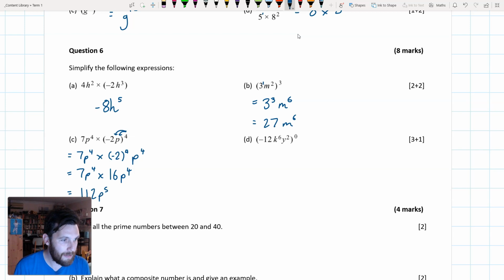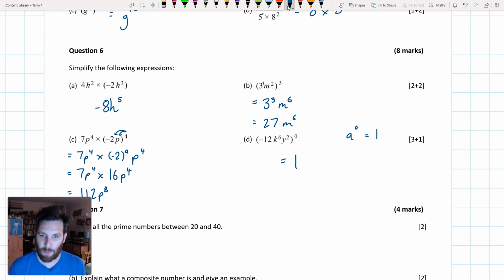And lastly, this one looks really complicated because there's a lot going on, but the little thing that actually makes it not too bad a question is this guy just here, that 0 there. So anything to the power 0 is equal to 1, and for that reason all of this is equal to 1. So the answer is simply 1 for this one.